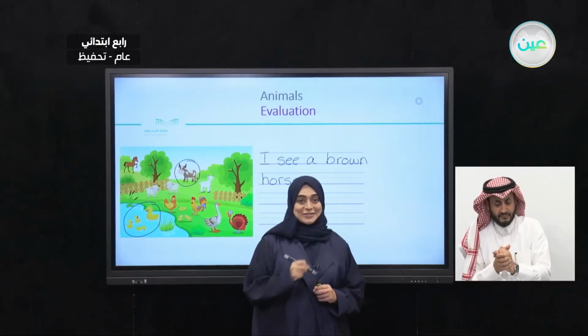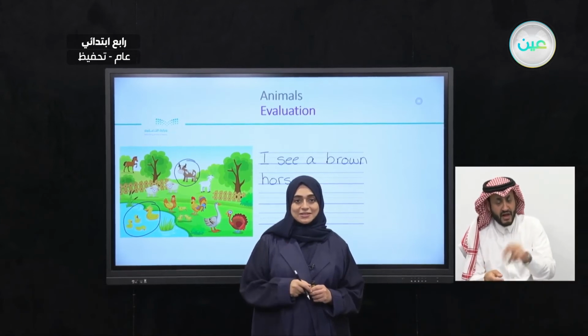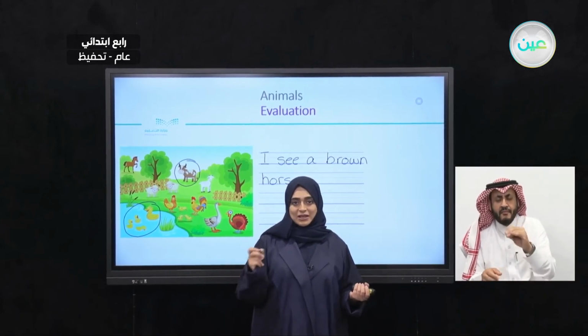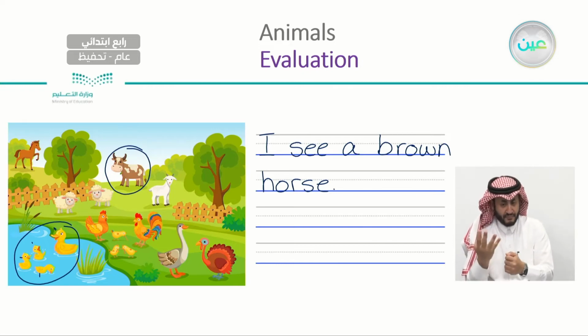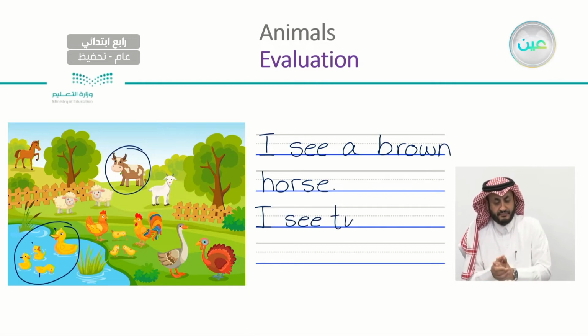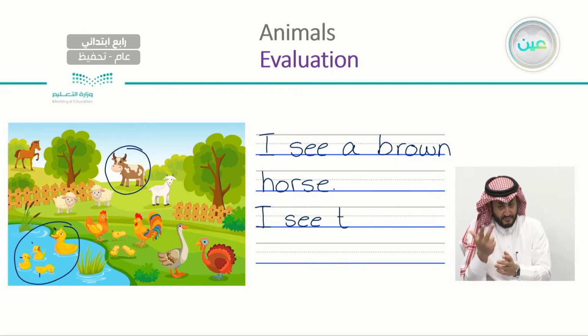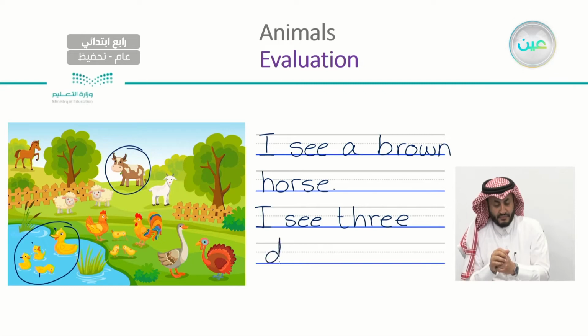Would you like to write another sentence with me? Maybe about the ducks? How many ducks do you see? Let's count them. 1, 2, 3, 4. We can say, I see 2. Are they 2? No, 3. Excellent. So I can erase this. I see 3 duck.